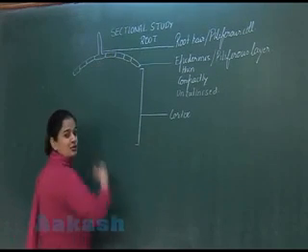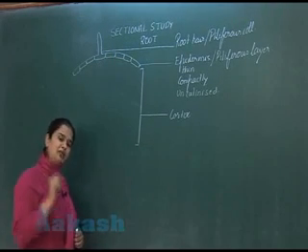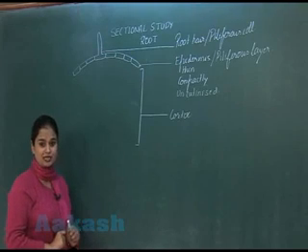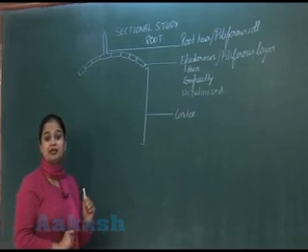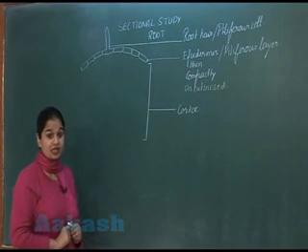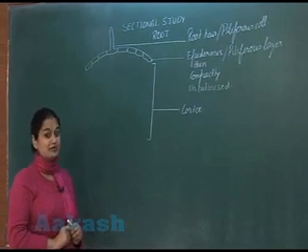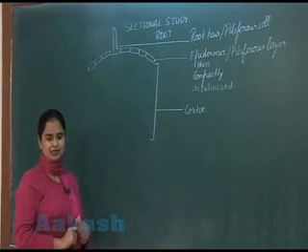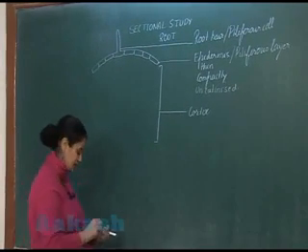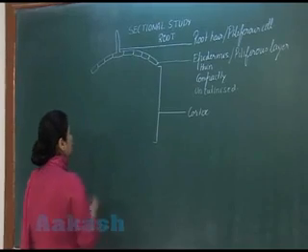The cells present below the epidermis, in most of the monocots and few dicots, have thickening of suberin. Yes, they have thickening of suberin. This suberized layer is known as exodermis. So I am forming here exodermis.